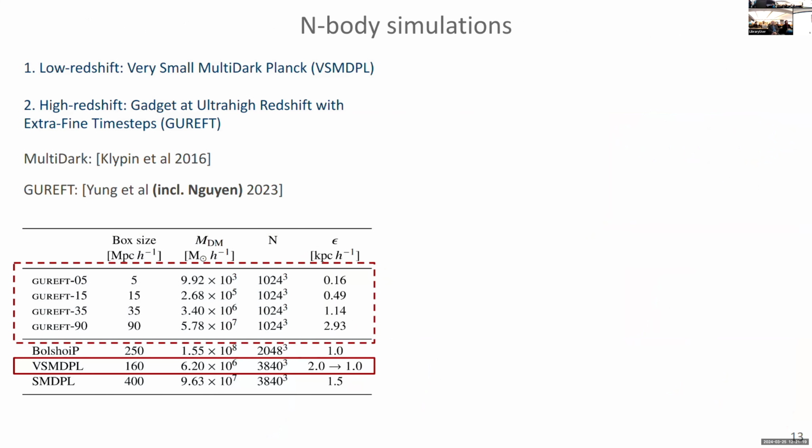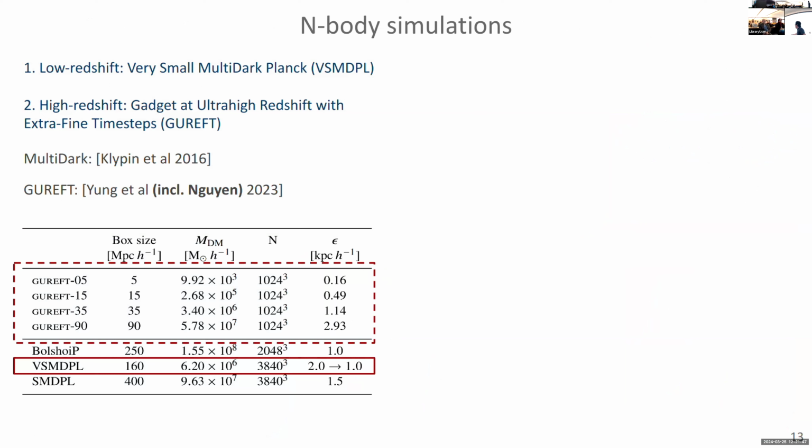All right, so before we go into the results, one thing I want to briefly touch on is the simulations that we have. We actually have two simulations which we train on. One is the very small MultiDark Planck simulation, which I would call the low redshift simulation. And the second one is the GRAPHS simulation with Gadget, which is ultra high redshift, with AstroAI. This GRAPHS simulation was run by Aaron Nguyen from NASA Goddard Space Flight Center.